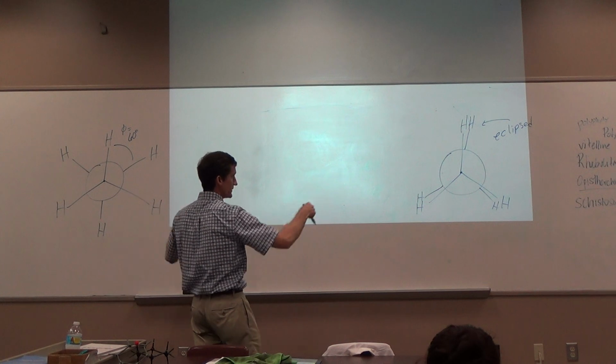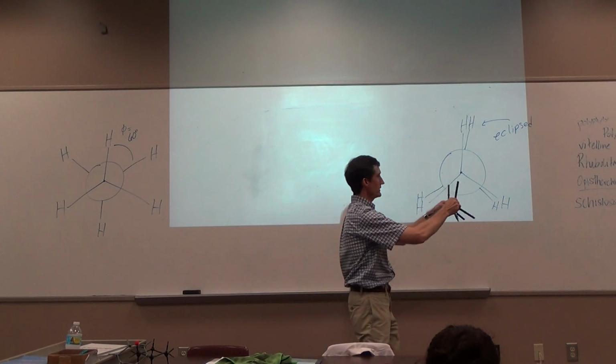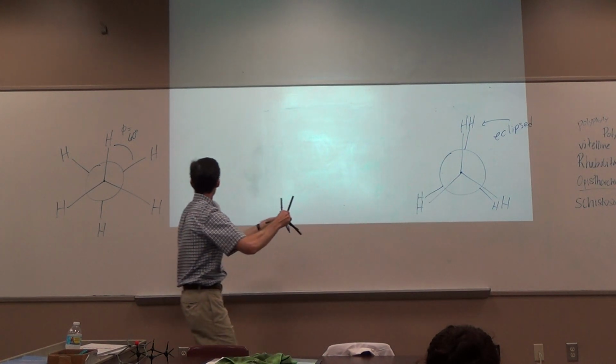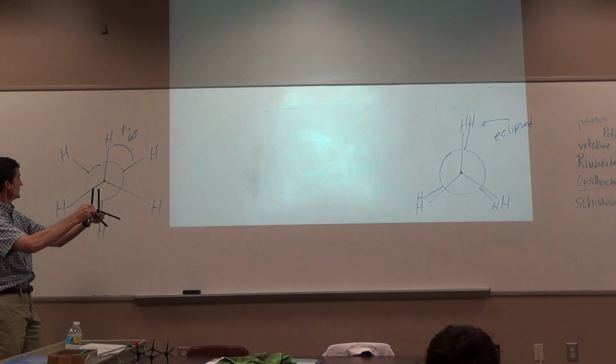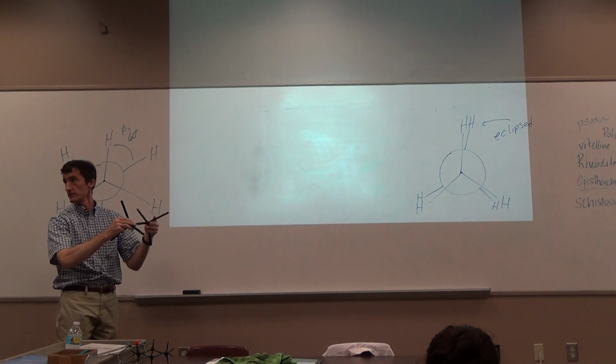Now, which of these is better? This thing can rotate. Is it going to prefer to be eclipsed, or is it going to prefer to be sort of rotated like that? Staggered is always better. Okay.